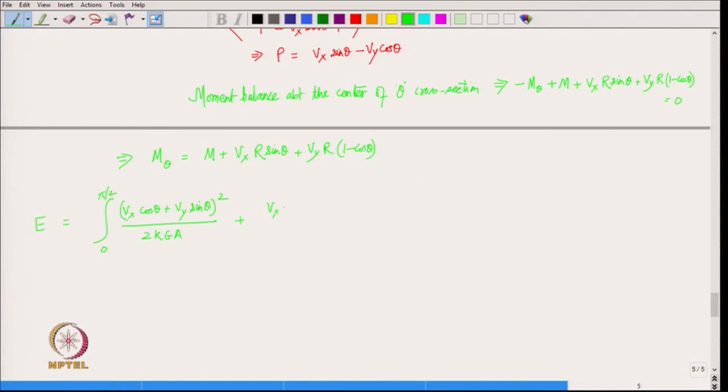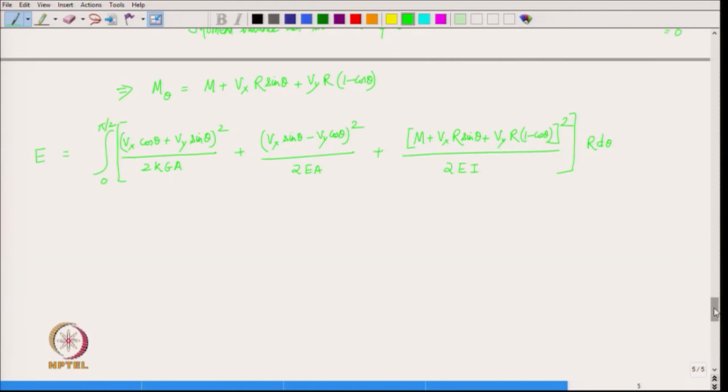So, this is Vx sin theta minus Vy cos theta whole square divided by 2 E A, and finally, the bending energy, and that is M plus Vx r sin theta plus Vy r into 1 minus cos theta whole square divided by 2 E I, all right, and then we integrate the whole thing, and this is r d theta, because the arc length is ds and that is r d theta.